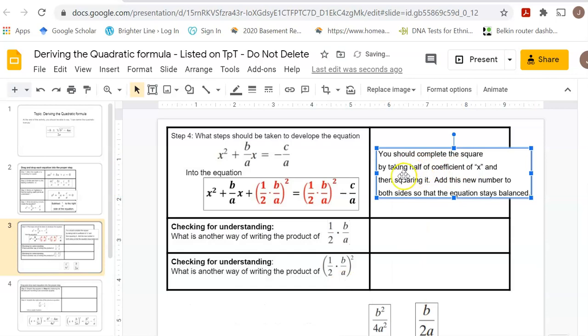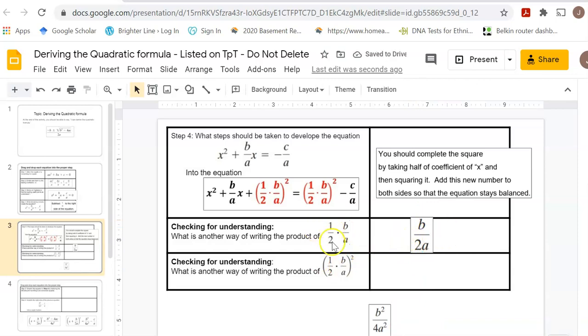You should complete the square by taking half the coefficient of x, then squaring it. And this is the new number on both sides. And then from there, it says check for understanding, just understanding what's happening in the computation. It says, what is another way of writing the product of 1 over 2 times b over a, right? So here it is, 1 over 2a. Now, you might think that's pretty easy, but some kids can have a conversation like, why is it? I mean, where does that come from? What happens to 1 times b? Does 2 go to both of those? Right. This is a math conversation for algebra 1.